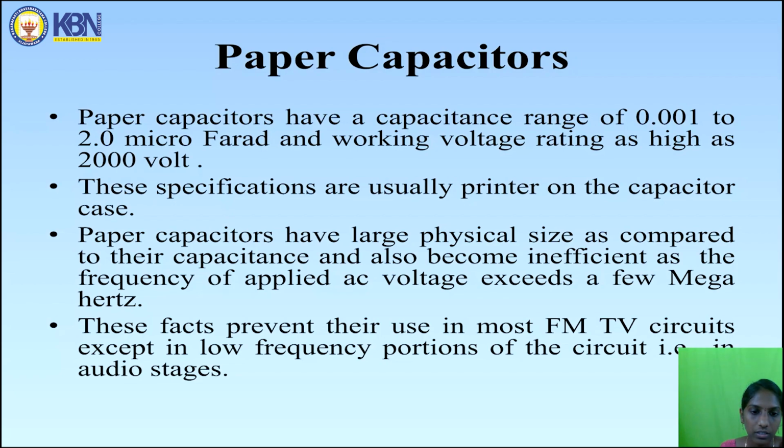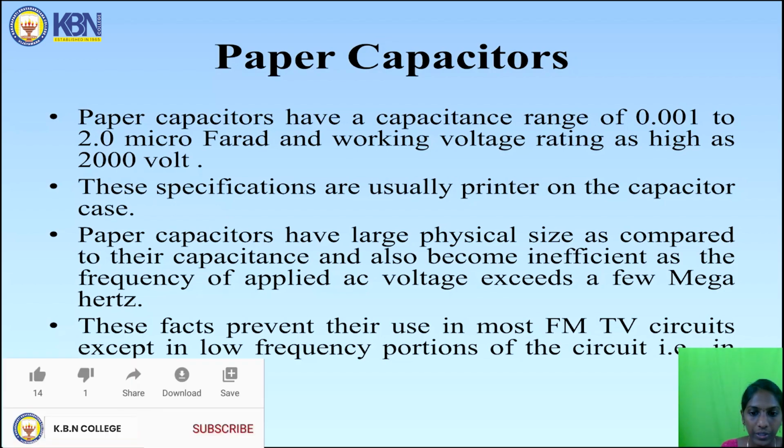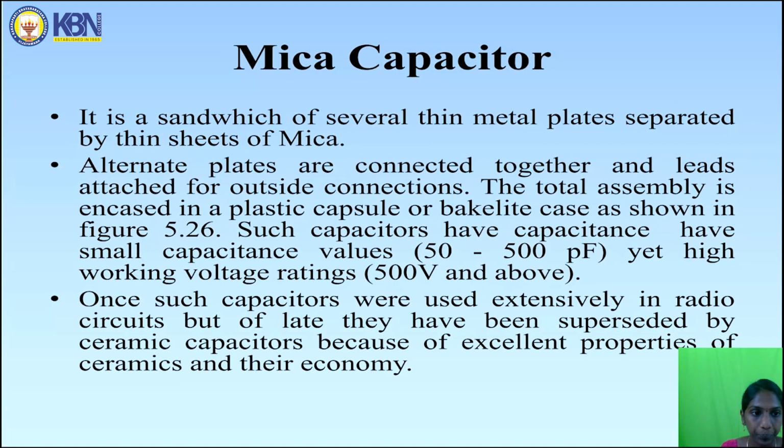Paper capacitors have large physical size compared to their capacitance and also become inefficient as the frequency of applied AC voltage exceeds a few megahertz. These facts prevent their use in most FM TV circuits, except in low frequency portions of the circuit, that is in audio stages. And the second one is the mica capacitor.